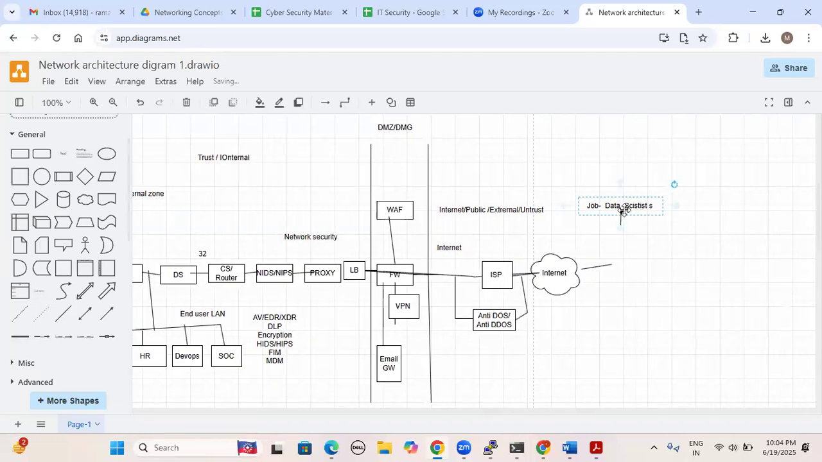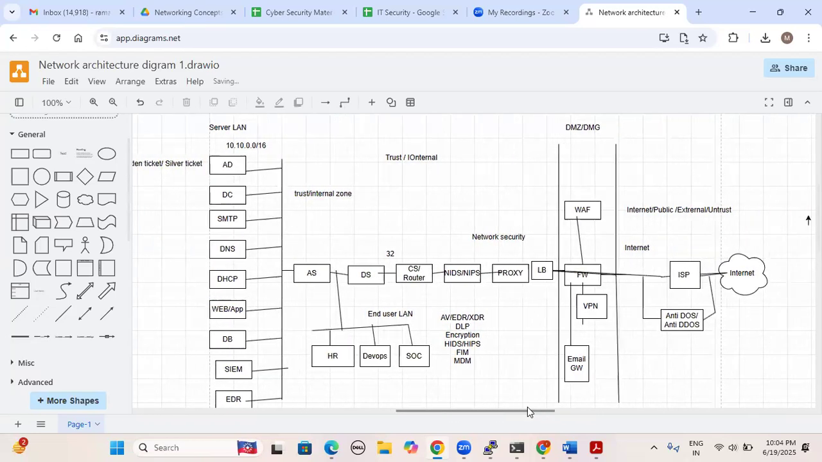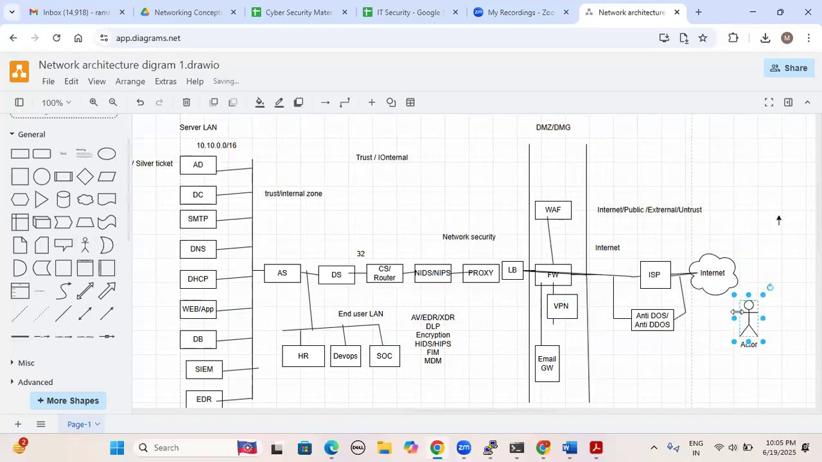I'm removing this one now. I'll remove this one also. So the attacker is sitting in the external world, the public. Now the attacker is trying to hack the Active Directory domain controller in our trust zone.